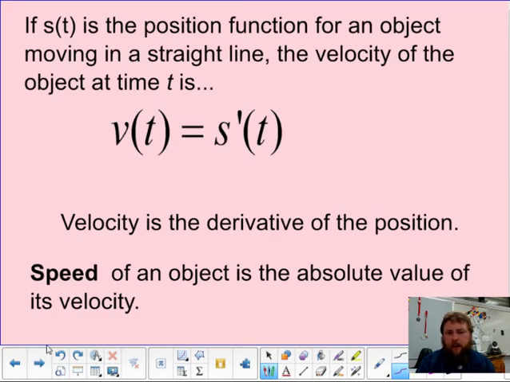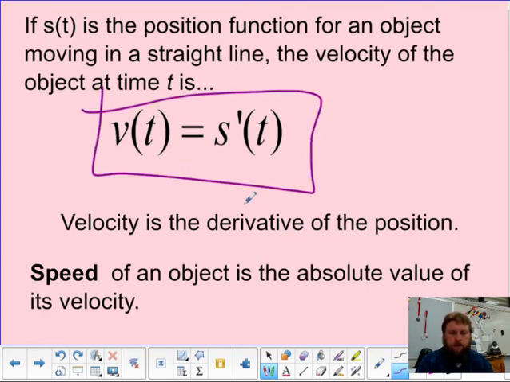And so if our s of t function is the position function, and it's moving in a straight line, one neat relationship between these two functions is that the velocity equals the derivative of the distance function. Whoa. So we're applying our derivatives right here.